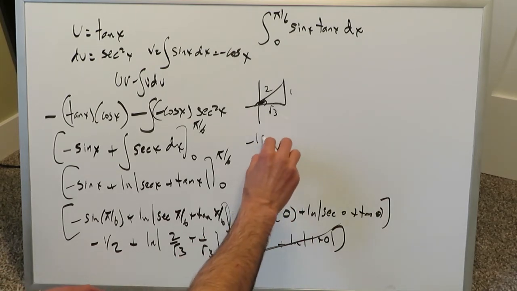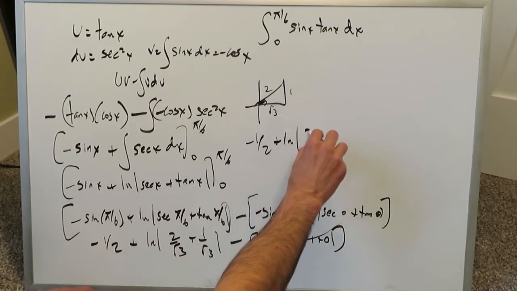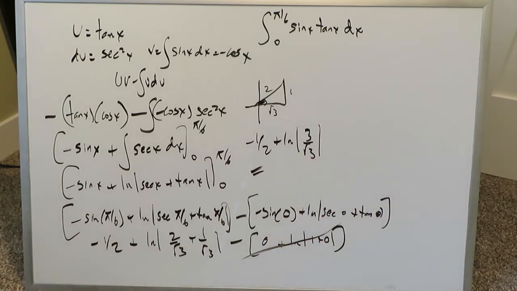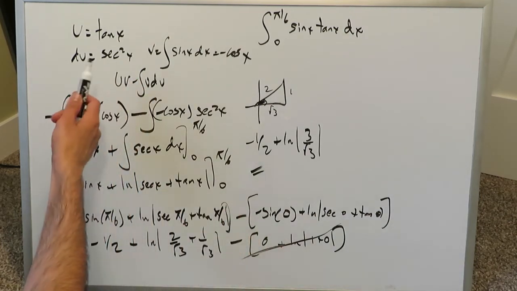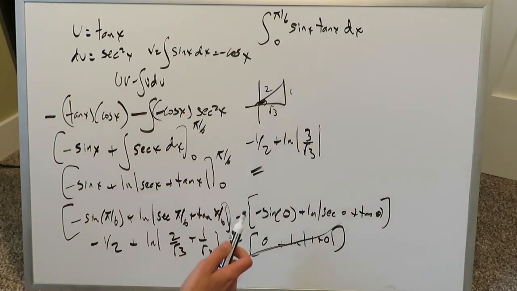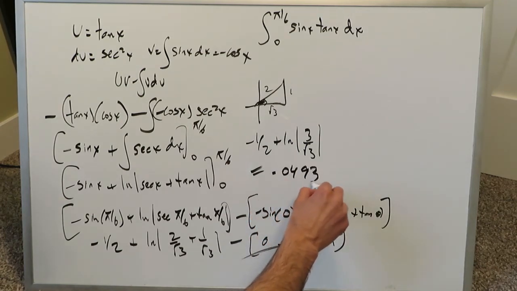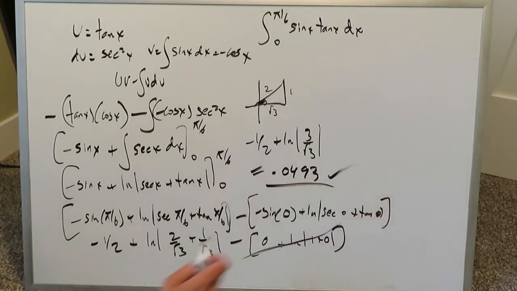And it's not hard. Minus 1 over 2 plus natural log of 2 over root 3 can be a good answer, or you can calculate and post a numerical answer. And the final answer, representing the area under the curve for that function from 0 to pi over 6, is 0.0493, and that is a good answer.